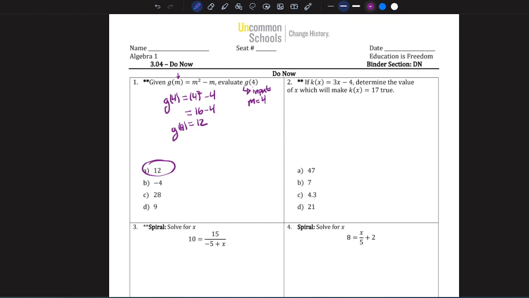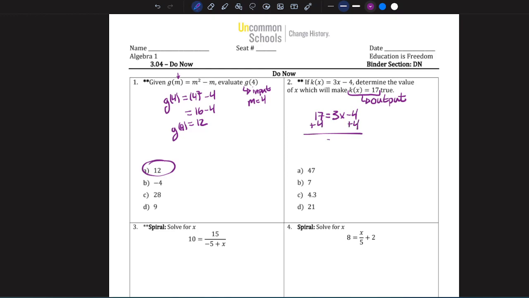Taking a look at number 2. Looking at what's changed between 1 and 2, notice that our value now is on the outside of our parentheses. And as we talked about so many times, that means that this 17 is actually going to be an output. Remember that when we're working with outputs from our notes yesterday, we're going to set our function equal to this value. So I'm going to have that 17 is equal to 3x minus 4. Now I'm just going to be solving for x.